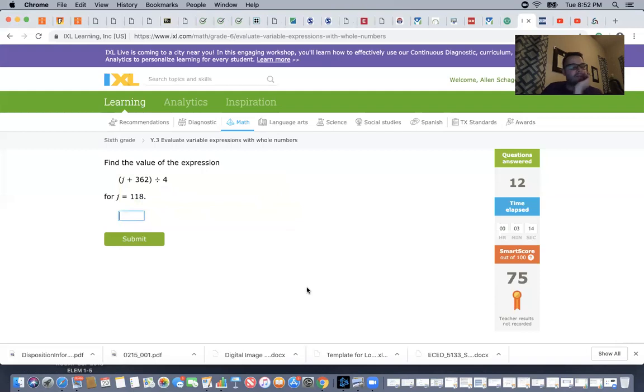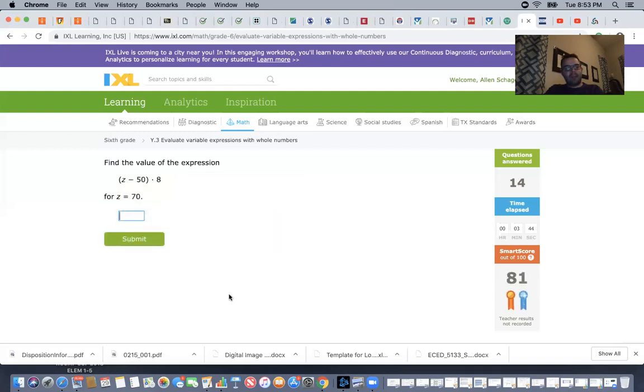Okay, 118 plus 362. So 480 divided by 4. I know 4 goes into 48 12 times, so 120. 927 minus 925 is 2. 16 times 2 is 32.